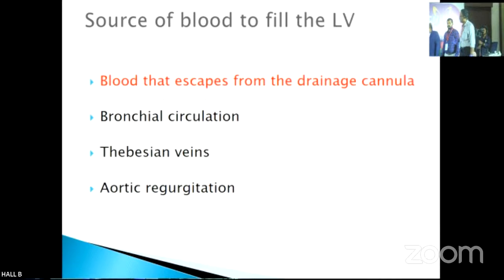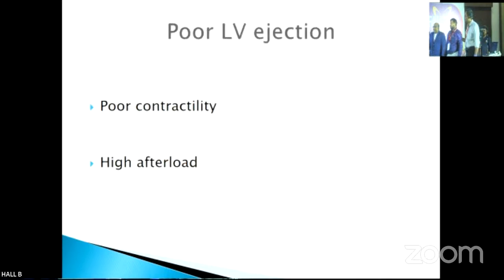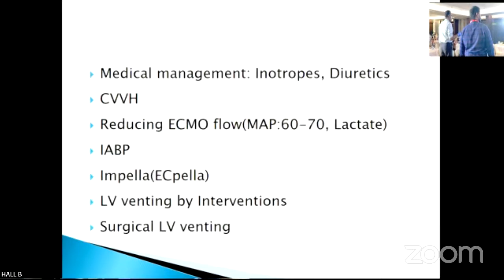Other causes are bronchial circulation blood reaching the left heart, or Thebesian veins, or else aortic regurgitation can also happen. Before initiating ECMO, you have to prove that there is no aortic regurgitation, with no doubt about it. Next, poor contractility and high afterload. We dealt with these two and it is not improving. Then we have to achieve a negative balance, by CVVH or medical management or reducing the ECMO flow. We have done that.